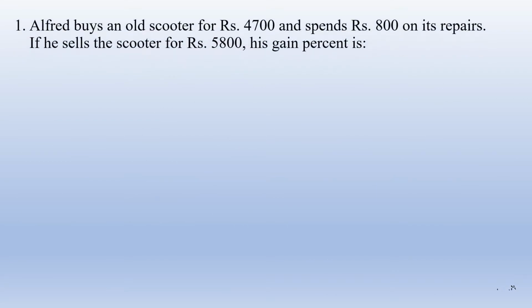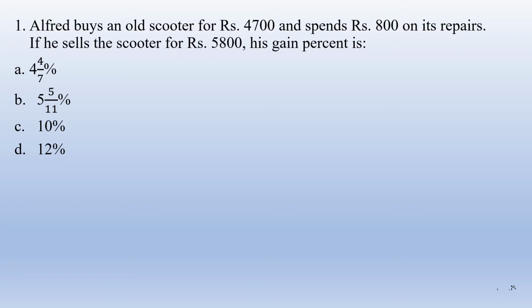Question number 1. Alfred buys an old scooter for rupees 4,700 and spends rupees 800 on its repair. If he sells the scooter for rupees 5,800, his gain percent is option A 4 and 4 by 7%, option B 5 and 5 by 11%, option C 10%, option D 12%.